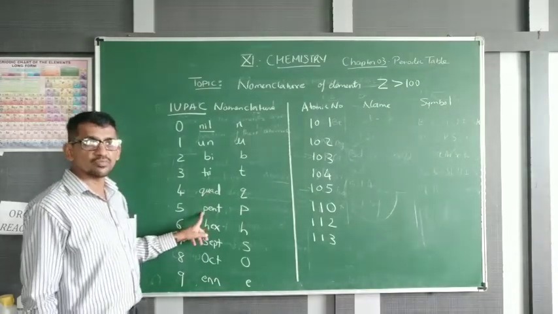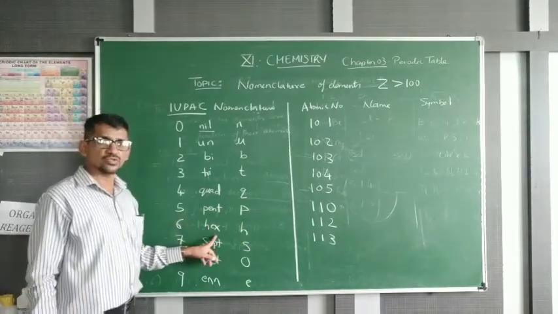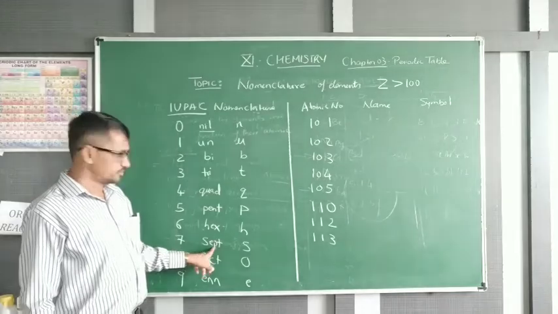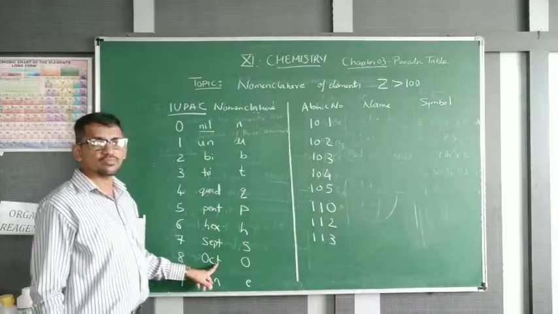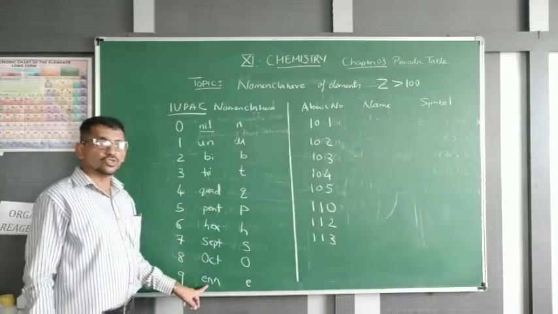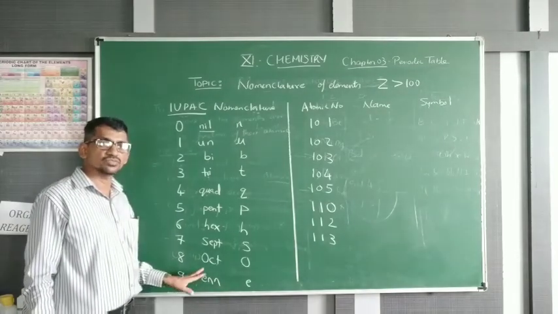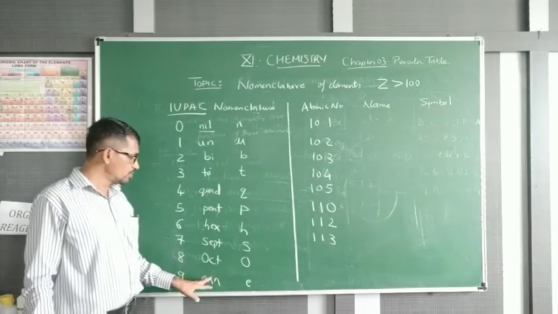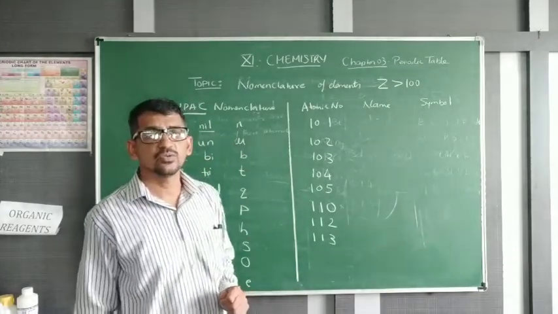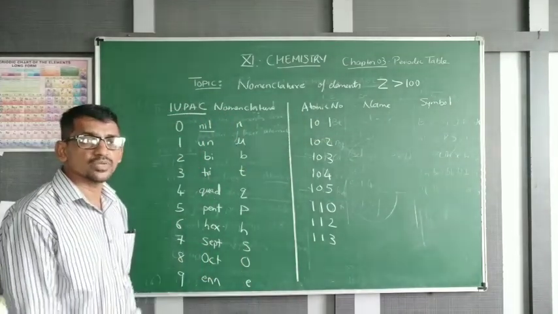5, remember the pentane, so that is pent, symbol is P. 6, hexane, so it is hex, symbol is H. 7, septane means 7, symbol is S. 8, octane means oct, remember O symbol. 9 it is non, written as enn, symbol is E. With the help of this we try to give the name or nomenclature of atomic number greater than 100.